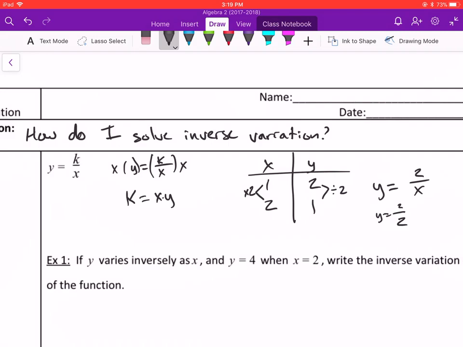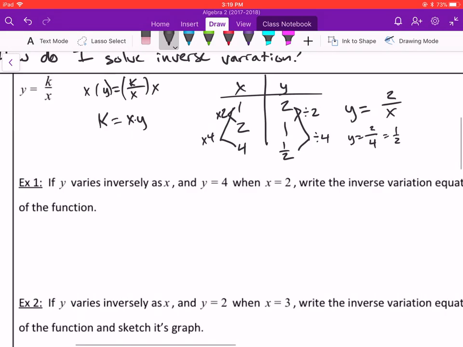So I can keep going on. Let's say the number 4. If I plug in a 4 here, it'd be 2 over 4. That'd be 1/2. So again, to get from 2 to the 1/2, I would have had to divide by 4, and then here, to get to that 4, I would have had to multiply by 4. So see the relation to get to those numbers. It's changing by multiplying one side, but the other side is dividing. They're inverse, okay? These are inverse variations.